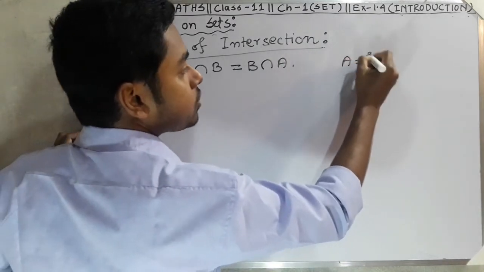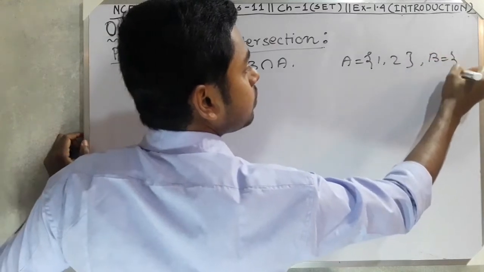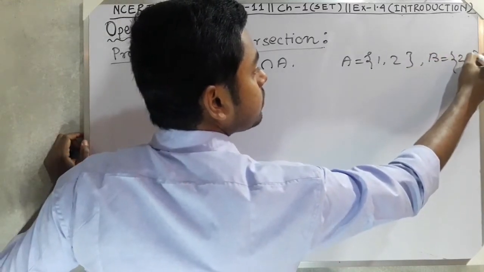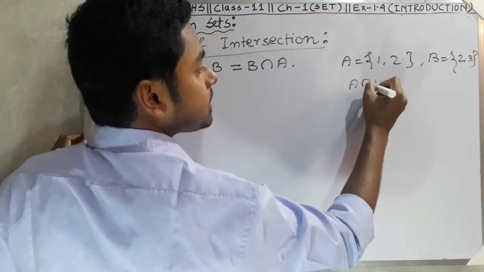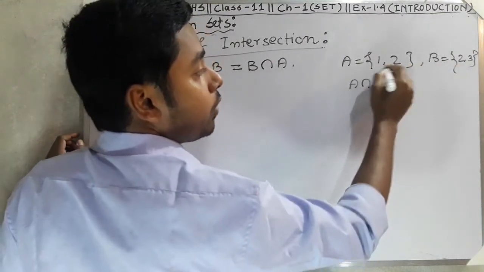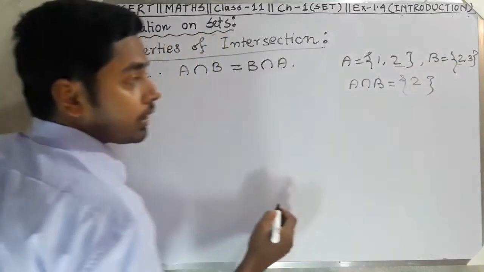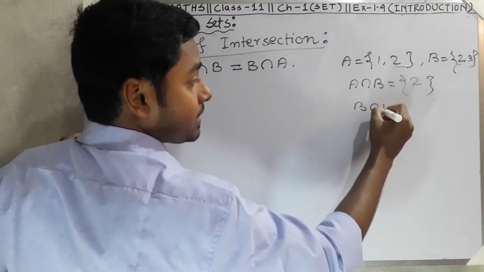Suppose A is equal to {1, 2} and B is equal to {2, 3}. So what is A intersection B? That means we have to take the common point only. What is the common point? 2. Okay.